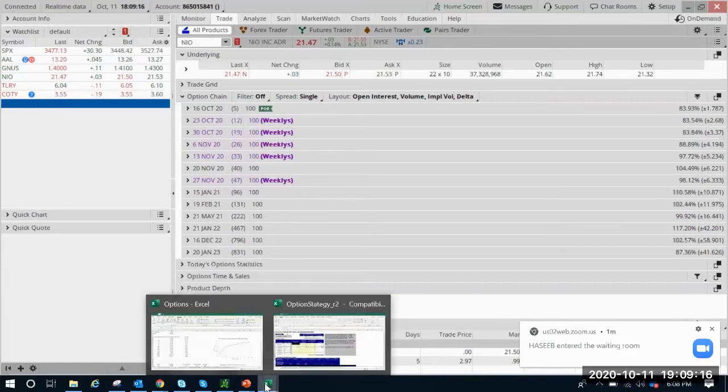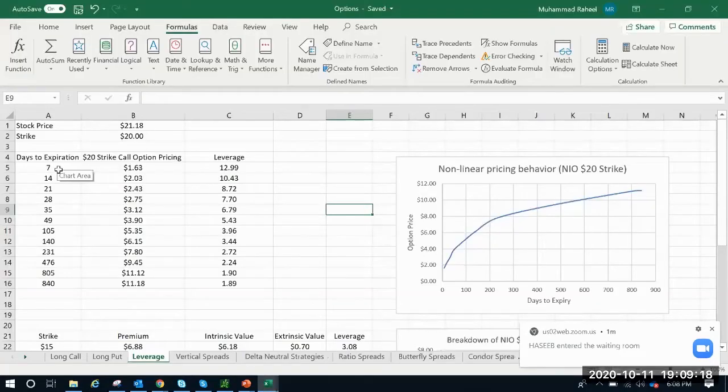So what I want to go through is that I plotted the days to expiration, right? Keeping my strike same, and I just put the data for the option prices, and I tabulated all of them here, right? And this is a very important thing because I want to explain leverage from here.